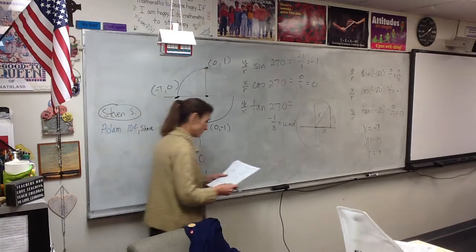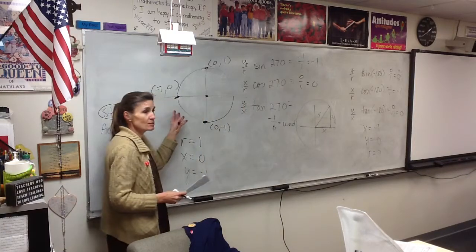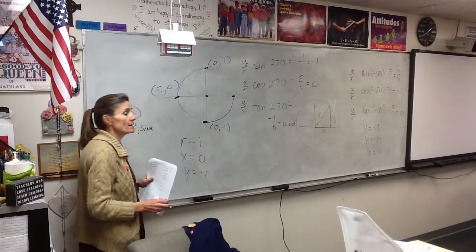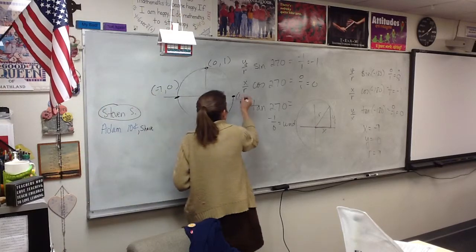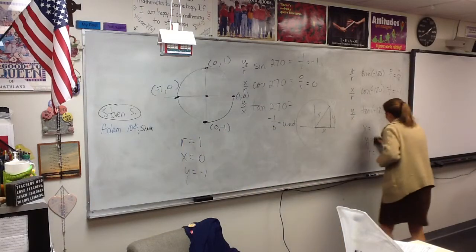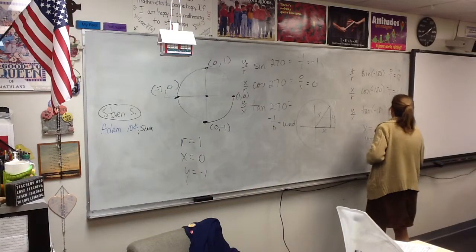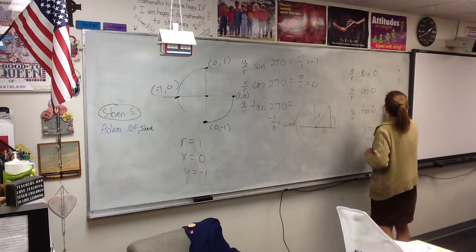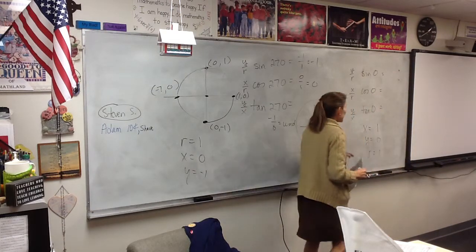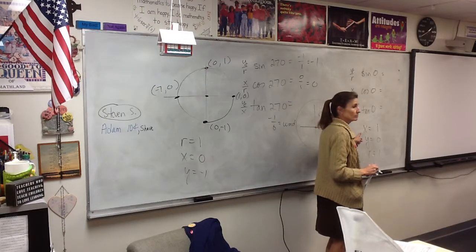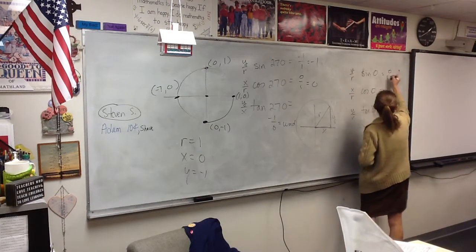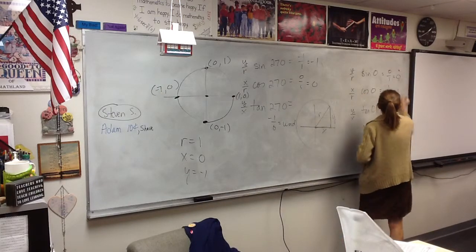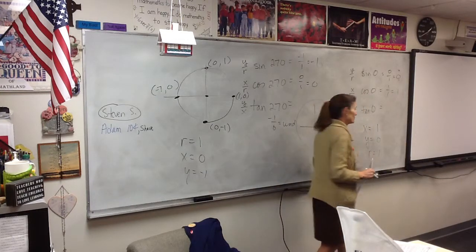Okay, one more. Where's 0? On my circle here, I'm using the same circle. Where's 0? Right there. What are the coordinates at 0? 1, 0. So now I have x equals 1, y equals 0. Okay, what's the sine of 0? 0. What's the cosine of 0? 1. And the tangent of 0.